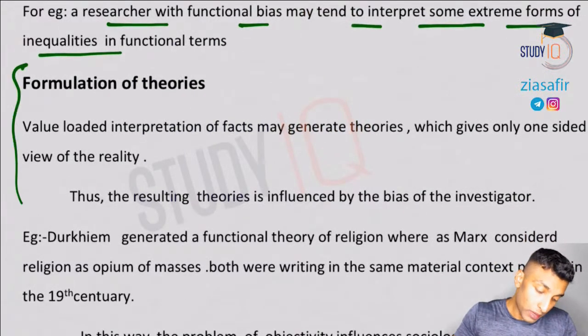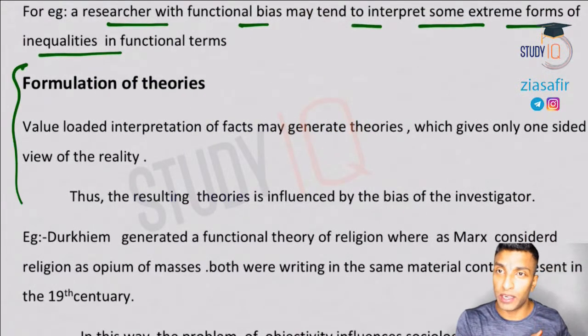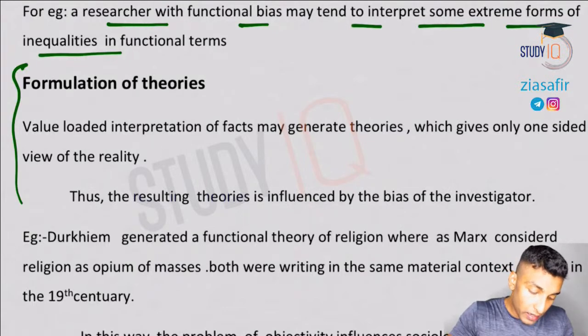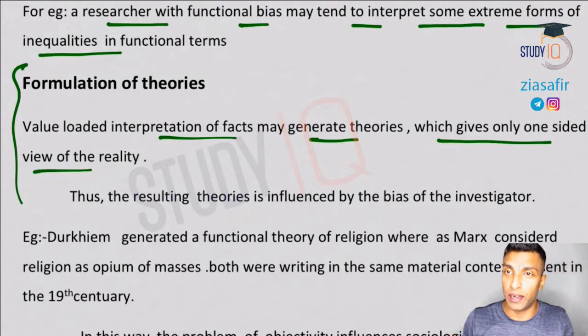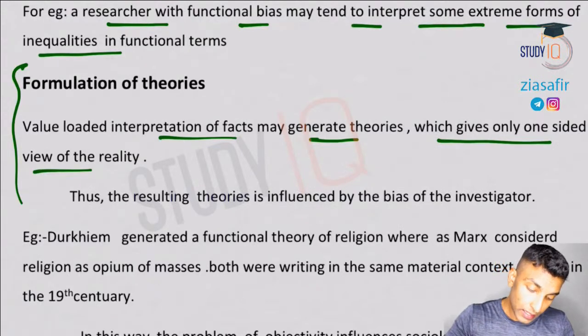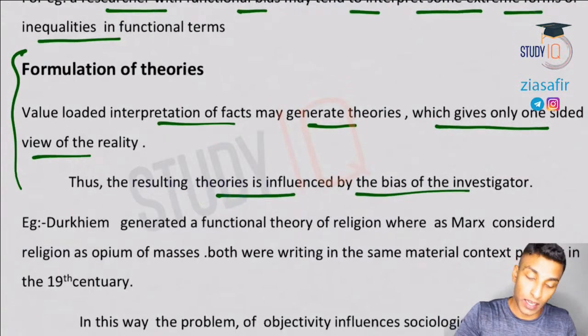Now, third step, formulation of theory. Already value loaded information you collected and value loaded interpretation you have done. So it is expected that the theory will also be affected by subjectivity, but it could also be affected by the perspective. Even if you are collecting information properly and interpretation is proper, still perspective can differ when it comes to theory building. Okay, that's the point. So value loaded interpretation of facts may generate theories which give only one-sided view of reality. That means partial, that means biased. Thus, the resulting theories are influenced by the bias of the investigator.